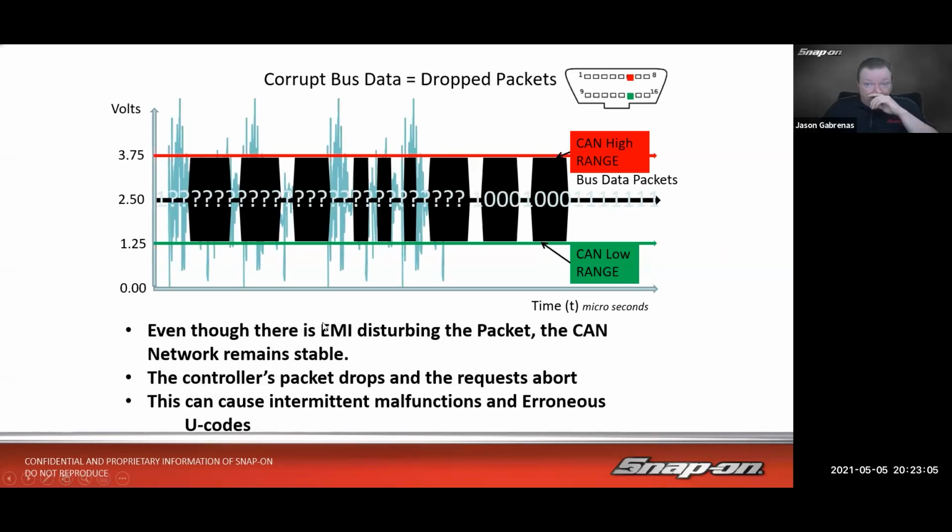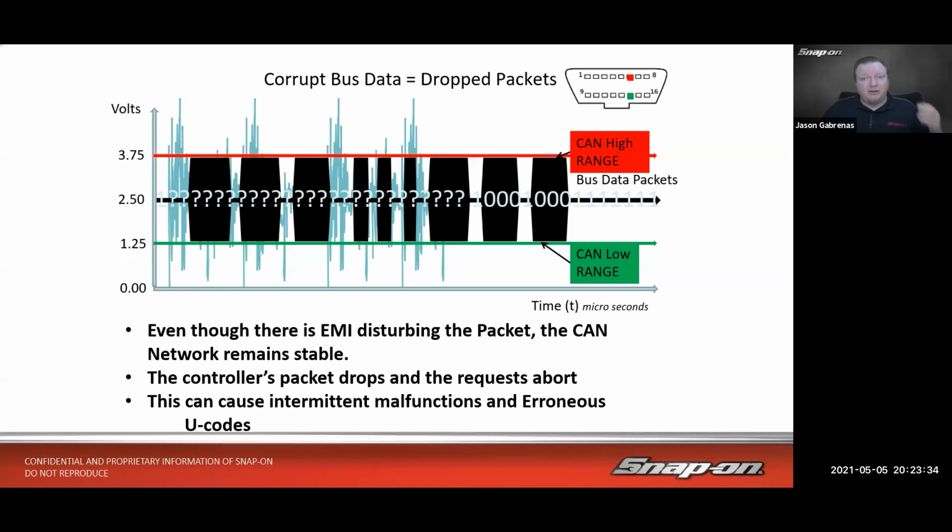Here's another example. Let's say we had some noise in there, a lot of RF noise or EMI. That would cause a problem on the bus. The packet still might look okay, but then I would have a lot of noise. If we get noise introduced into a module, the network will still be stable, but whatever controller is transmitting this data with the noise gets kicked off the network, and then we will get intermittent malfunctions and U codes as well.